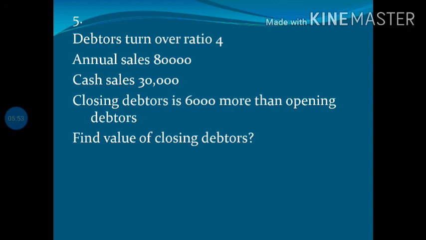So firstly we will use the equation debtors turnover ratio. Based on that we will find average debtors. Then the equation closing debtors is equal to average debtors plus 6,000 divided by 2, difference divided by 2.